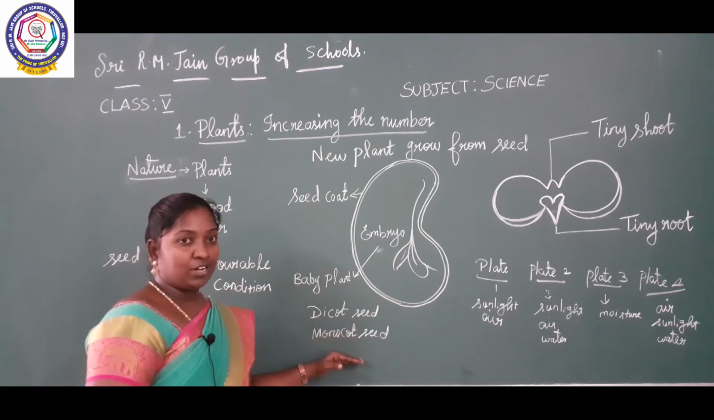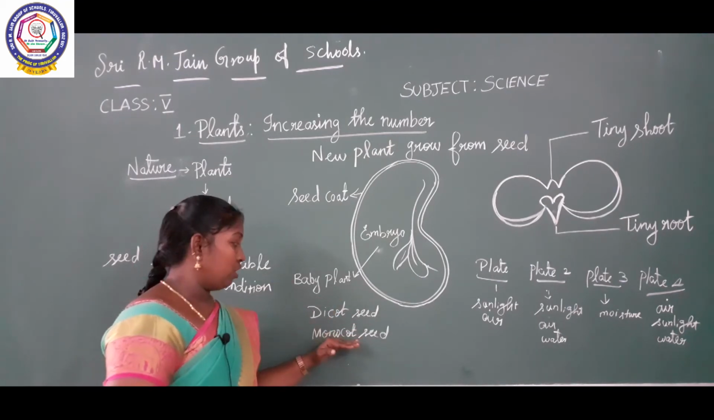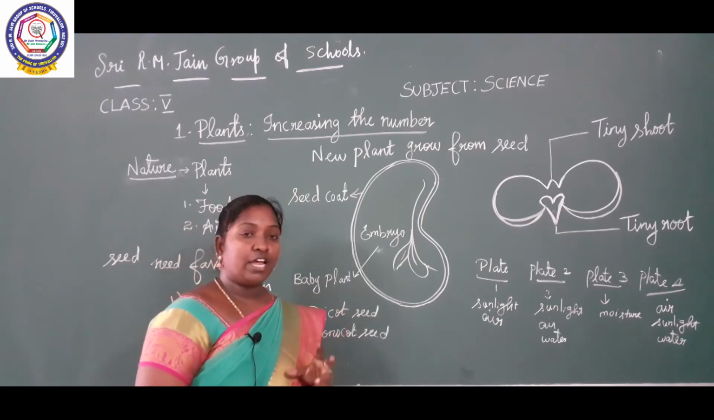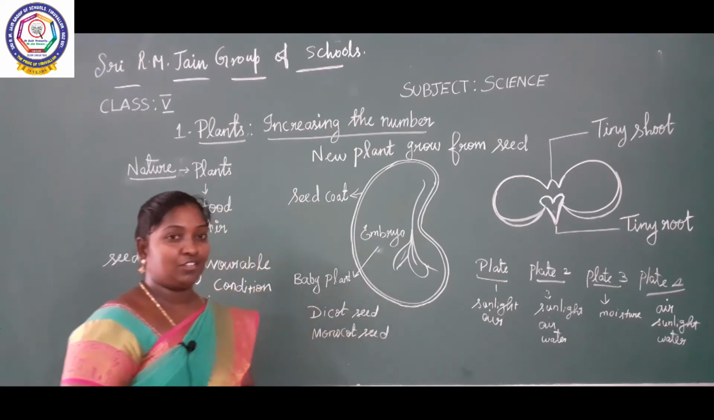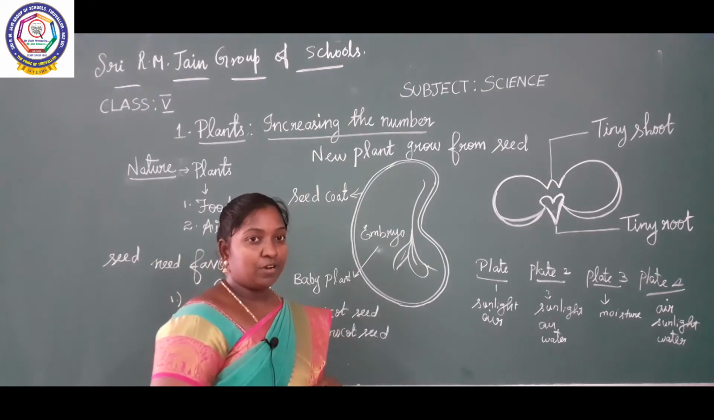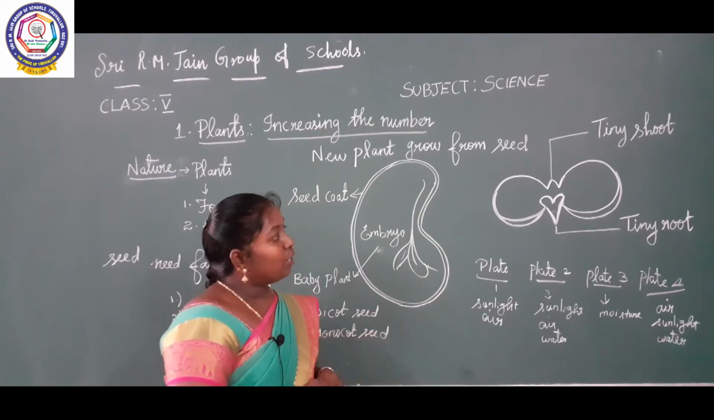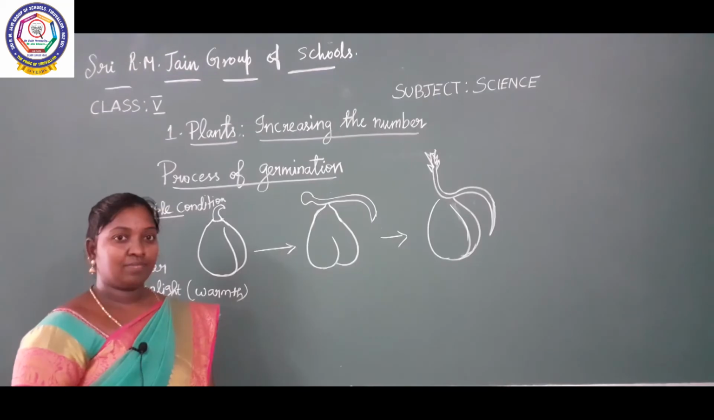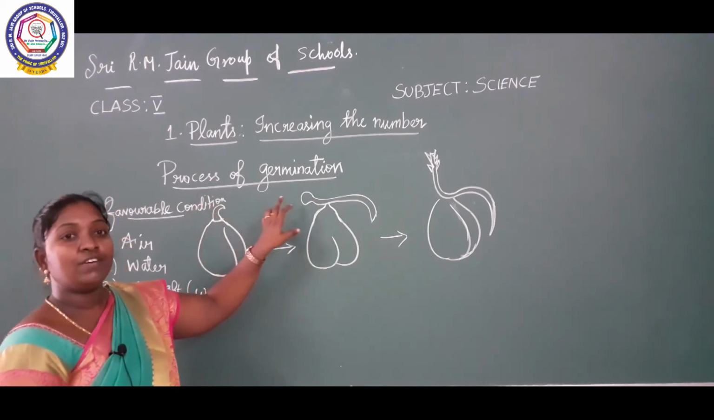So based on the leaf which is present inside the seed, it is divided into 2 types: dicot seed and monocot seed. Dicot means it has 2 leaves inside. Monocot means it contains only 1 leaf. So with this we can differentiate dicot seed from monocot seed. I hope you all are able to understand very clearly, children. So the topic of germination is also over, isn't it? Now we will continue with the next topic, process of germination.